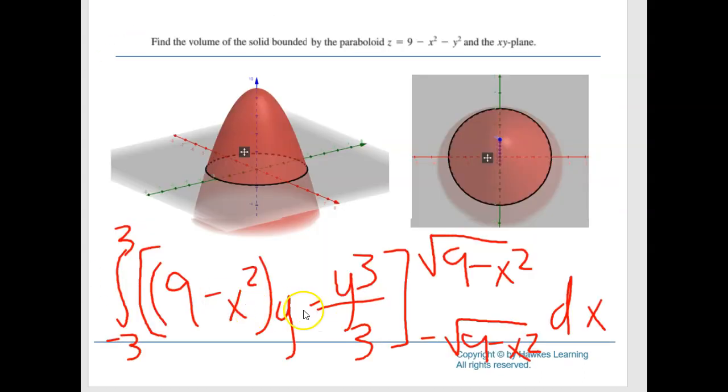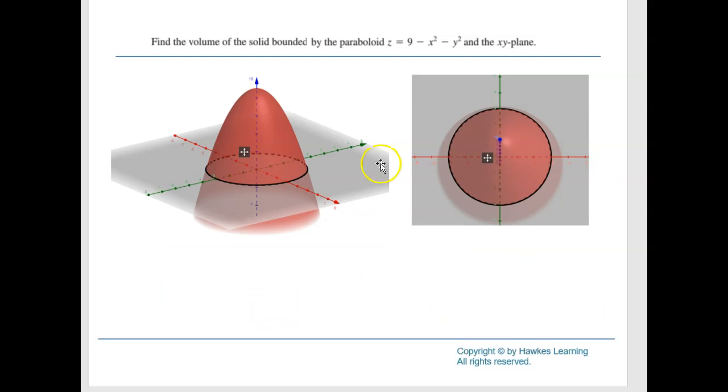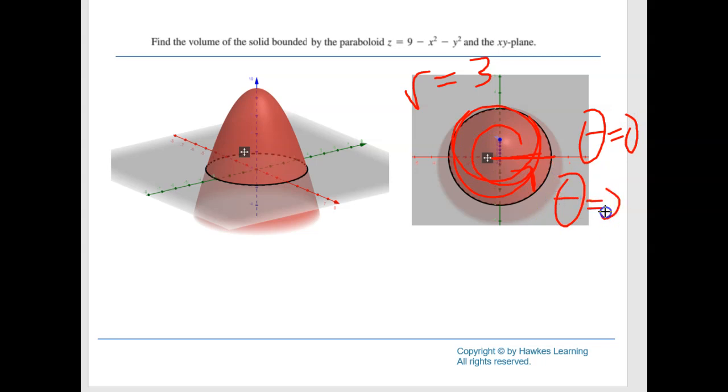Alright, so back to this guy. We saw that this was getting ugly pretty fast. So what's going to happen in polar coordinates? Well, in polar coordinates, this circular base is just the equation r equals 3. Theta starts at 0, and then if we go all the way around to cut out the whole circle, we're going to theta equals 2 pi.